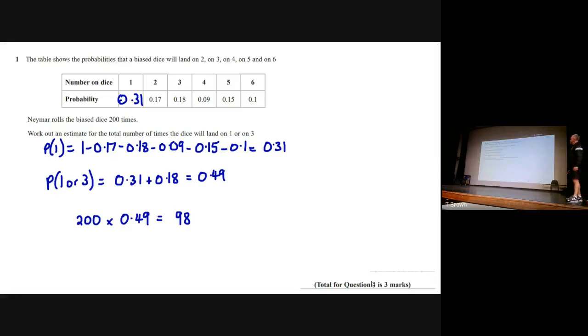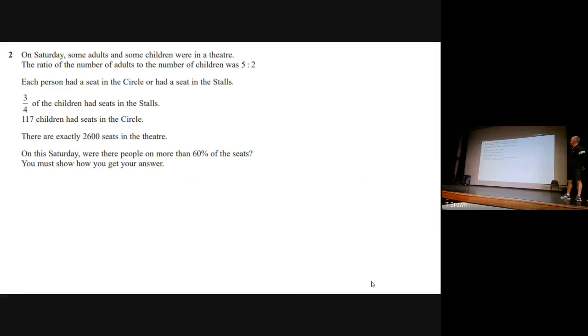All right, next one, question 2. On Saturday, some adults and some children were in a theatre. The ratio of the number of adults to the number of children was 5 to 2. Each person had a seat in the circle or had a seat in the stalls. 3/4 of the children had a seat in the stalls. 117 had a seat in the circle. There are 2,600 seats in the theatre.